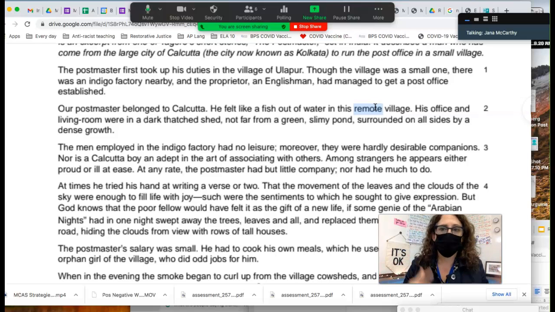But wait, keep going. We need to double check. They might be tricking us. His office and living room were in a dark thatched shed. So the other way that you figure out if it's a negative or positive is by the descriptions, the adjectives, the adverbs, the ly words. Dark is my adjective. Office and living room, not negative or positive. If I put a word in front of it to describe my office or living room, then I make it either negative or positive.